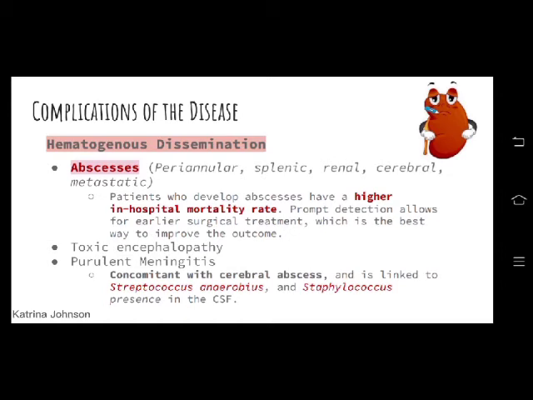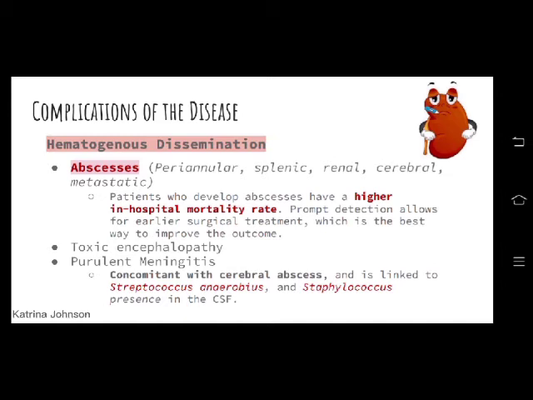So abscesses could really occur potentially anywhere, but most commonly periannular, splenic, renal, cerebral, and sometimes metastatic. It could also occur in the soft tissues as well. Patients who develop abscesses along with their infective endocarditis are more likely to undergo surgery than those who do not. I think they have up to a 91% chance of undergoing surgery, and their in-hospital mortality rate is also higher.